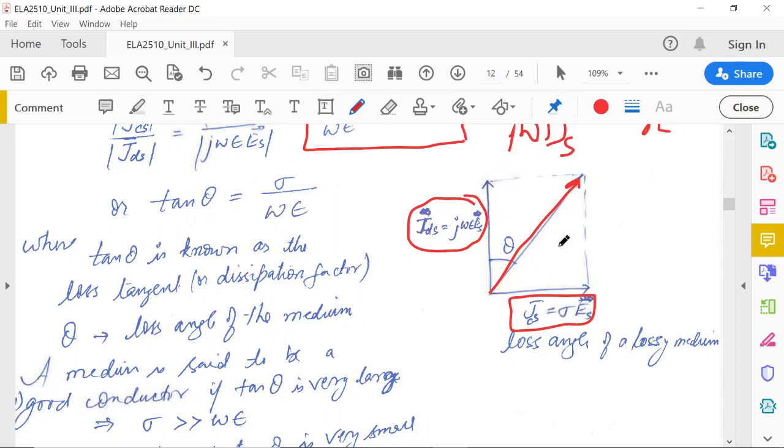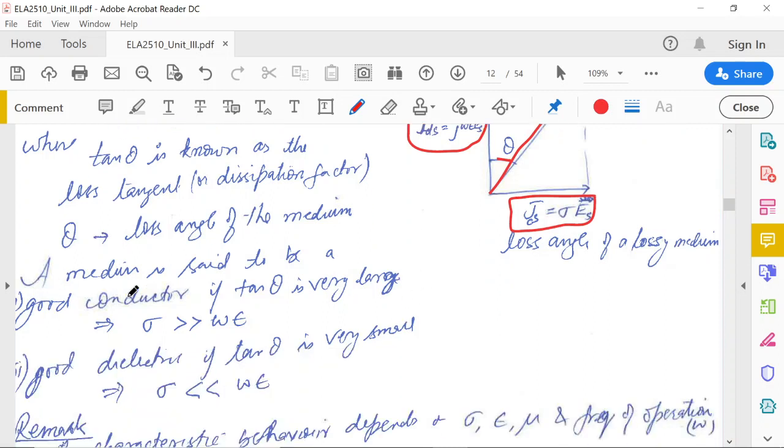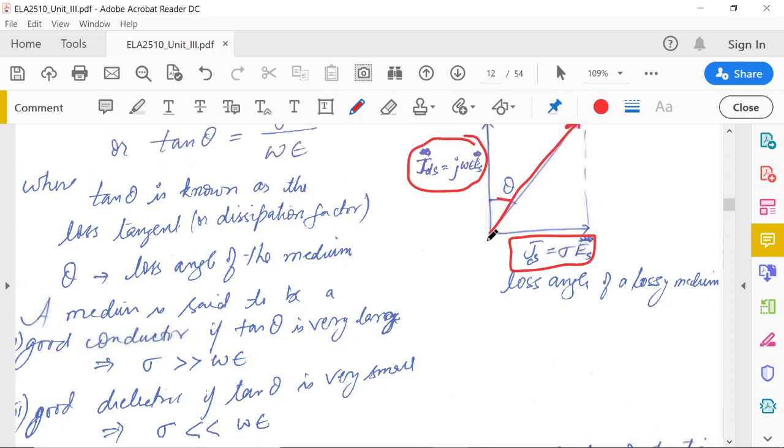So it will be a good conductor if theta is higher, or if theta is smaller, then it will be acting as a good dielectric. So we can define now two quantities, a good dielectric and a good conductor. A medium is said to be a good conductor if tan theta is very large. If theta is large, it is inclined more towards this conduction current density, and this part will dominate. So we can say it is a good conductor.